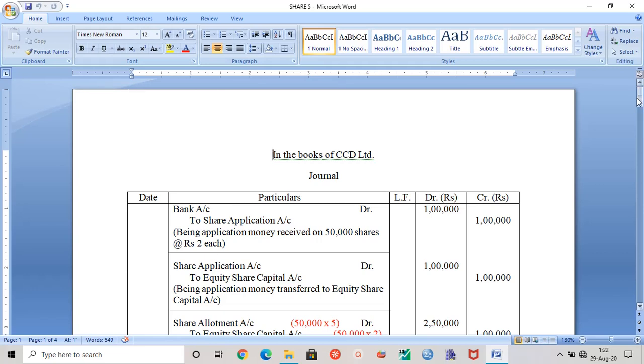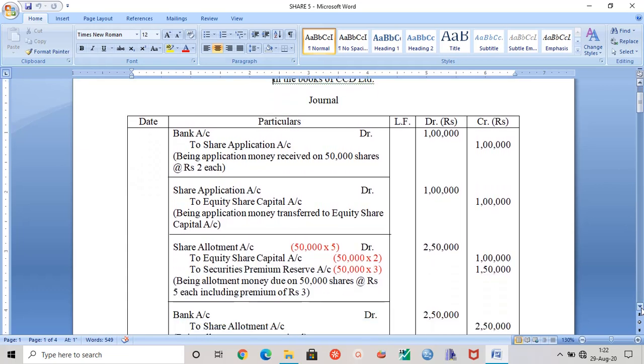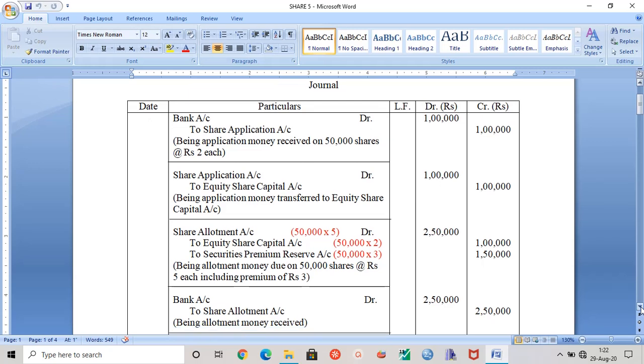Hello students, now we are in question number 5. So all the entries are same. Now you should know what the entries are, okay? So I hope you know the flow of entry by now. So let us enter into the sum directly.